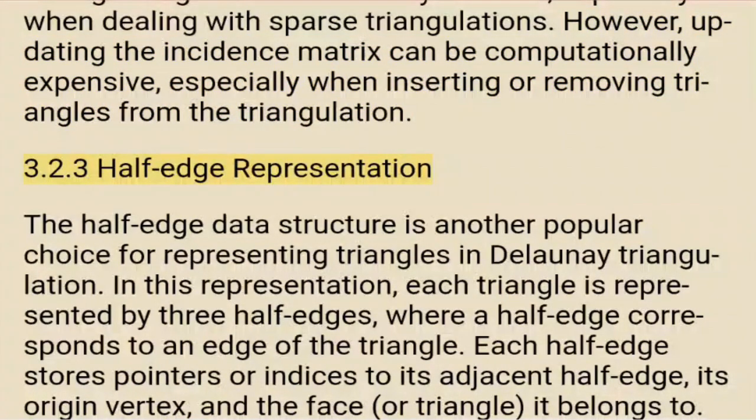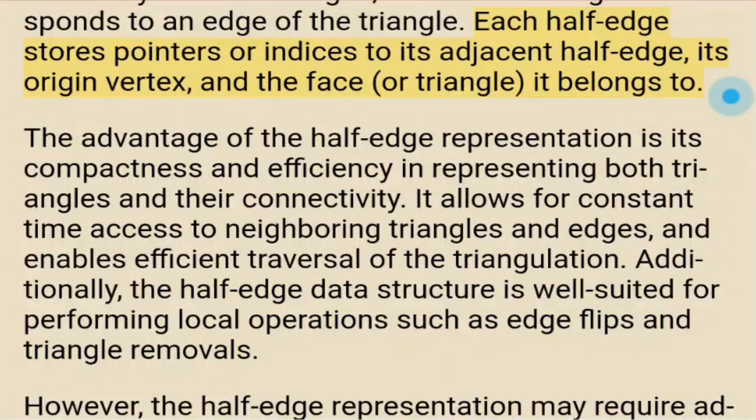3.2.3 Half-edge representation. The half-edge data structure is another popular choice for representing triangles in Delaunay triangulation. In this representation, each triangle is represented by 3 half-edges, where a half-edge corresponds to an edge of the triangle. Each half-edge stores pointers or indices to its adjacent half-edge, its origin vertex, and the face or triangle it belongs to. The advantage of the half-edge representation is its compactness and efficiency in representing both triangles and their connectivity. It allows for constant time access to neighboring triangles and edges, and enables efficient traversal of the triangulation.